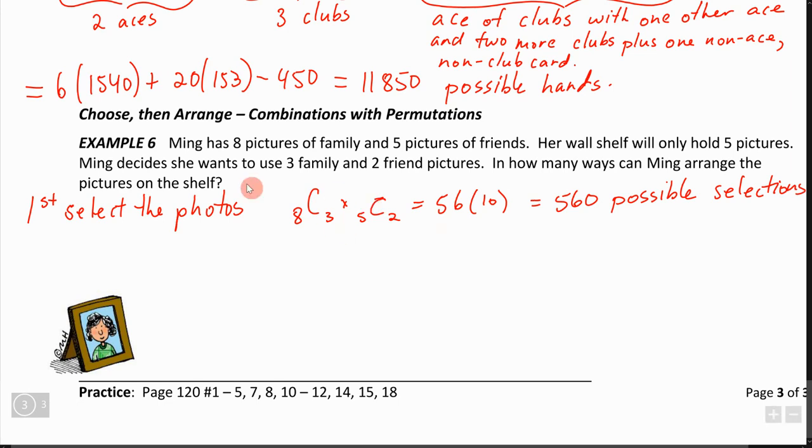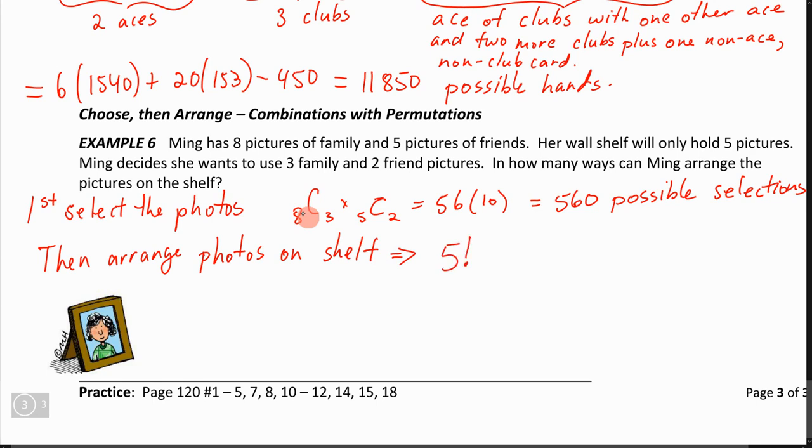Okay, and then we're going to arrange the photos on the shelf, which is not a combination problem. This is a factorial problem. 5 factorial, 5 picture frames. So it's going to be 5 factorial ways to arrange them. So 120 arrangements.